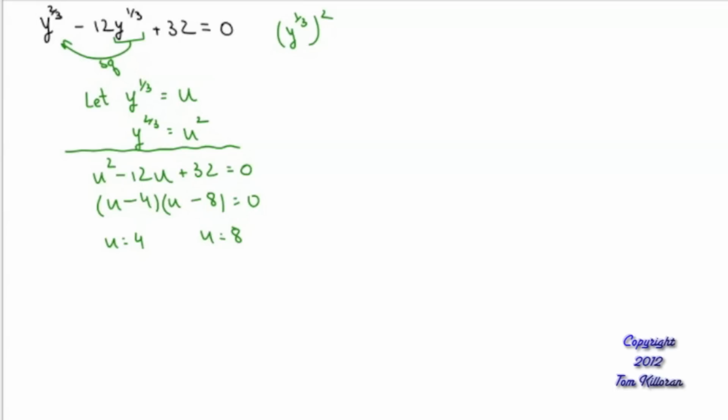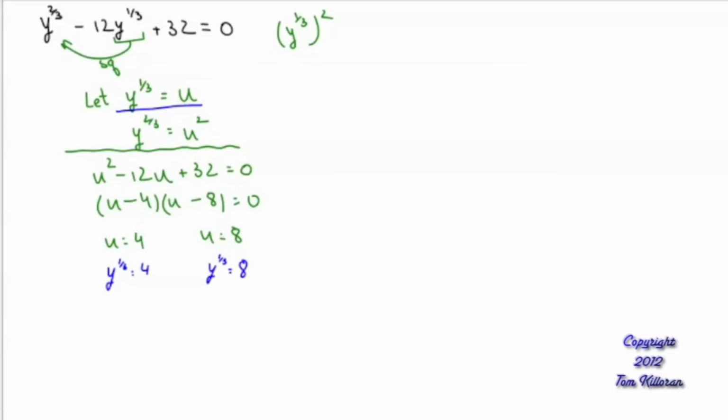Alright, but we're not trying to solve this for u, we're trying to solve this for y. So we have to kind of go backwards. What does u equal? 4. No, it does not, in terms of y. Oh, y to the 1/3. You go back to this step. So where you see a u, you're going to replace it with y to the 1/3 is equal to 4. And over here, y to the 1/3 is equal to 8.